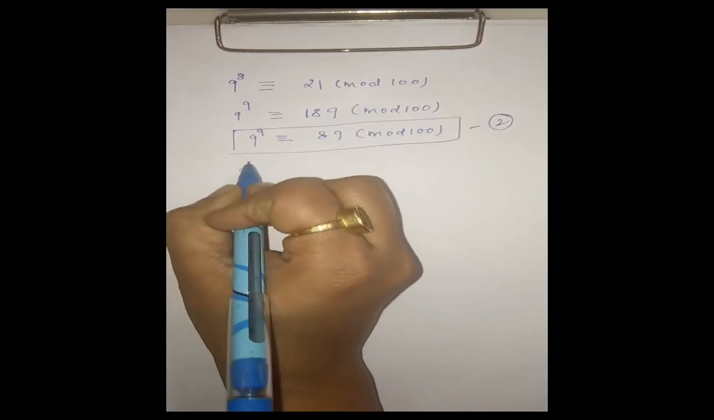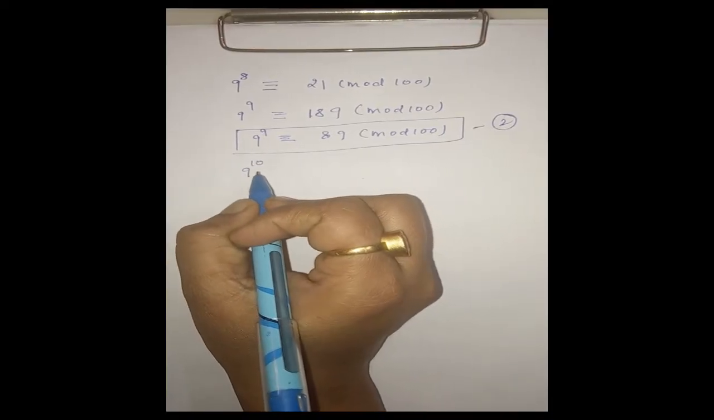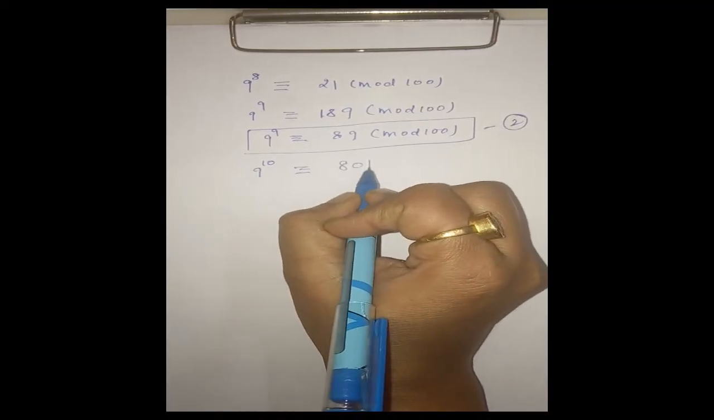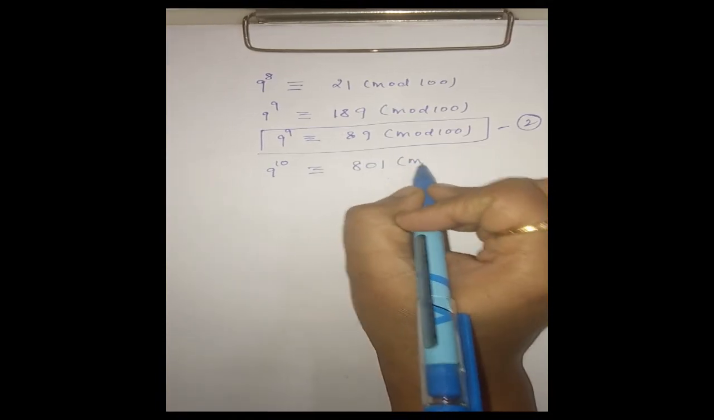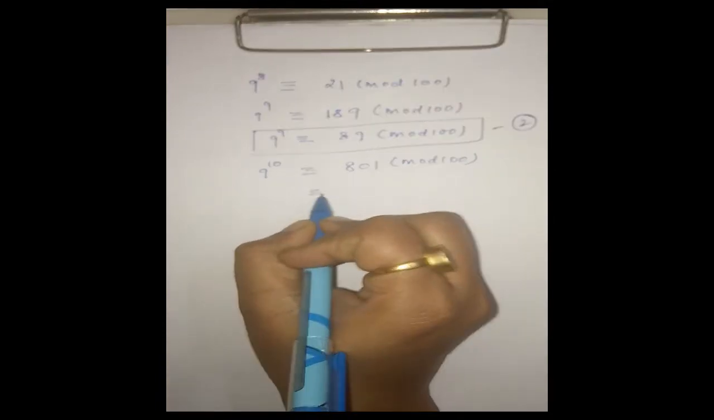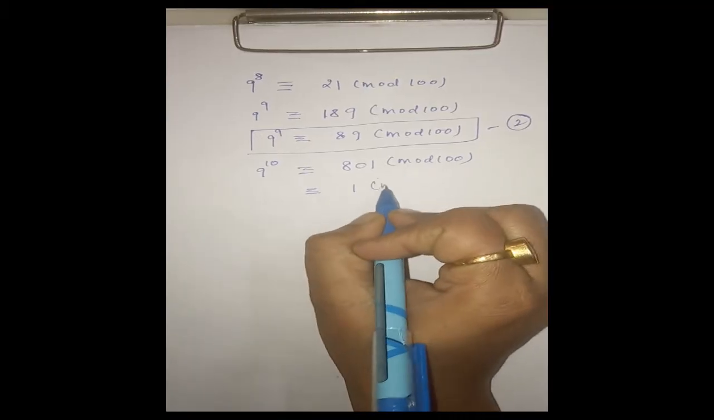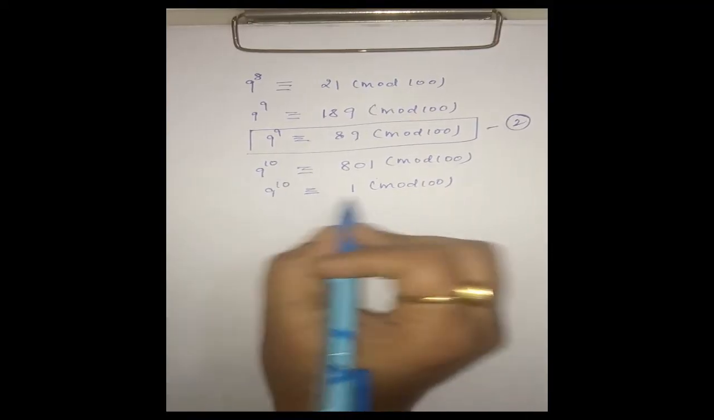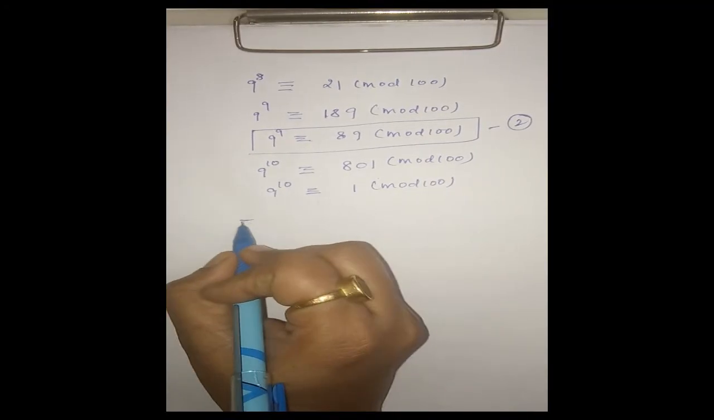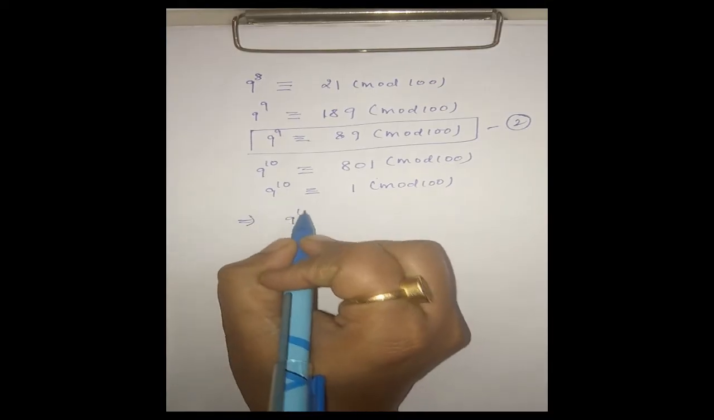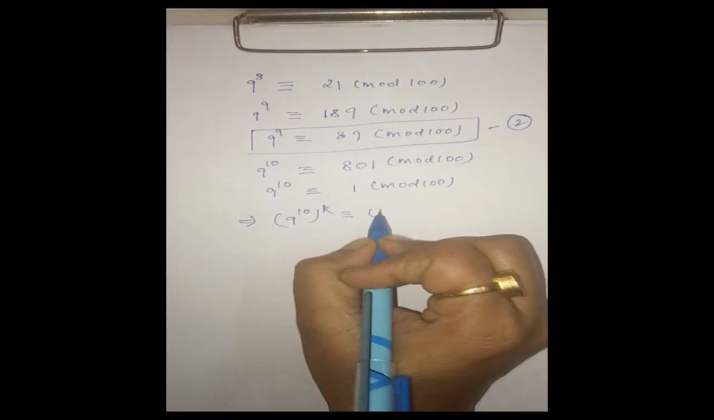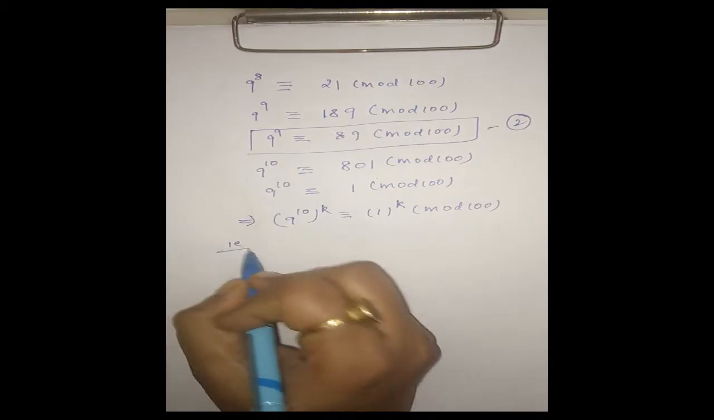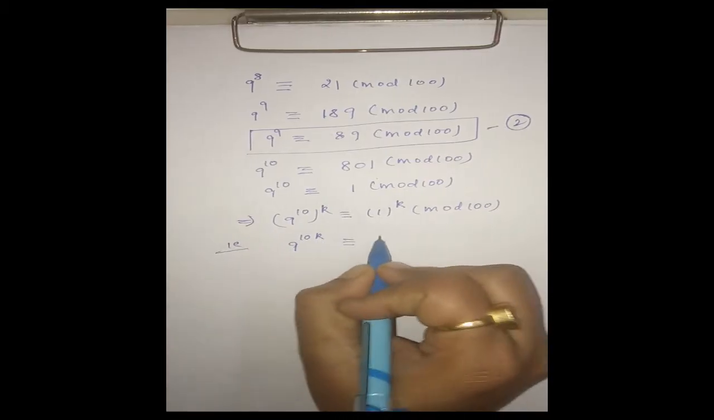Now, from this, I can make a congruence relation for 9 power 10, and this will be 801 on multiplying by 9 both sides modulo 100, and the remainder is 01, that is 1 modulo 100. 9 power 10. Okay. Now 9 power 10 is congruent to 1 modulo 100. That means now taking the k-th power on both sides, this will give us 9 power 10k is congruent to 1 modulo 100.